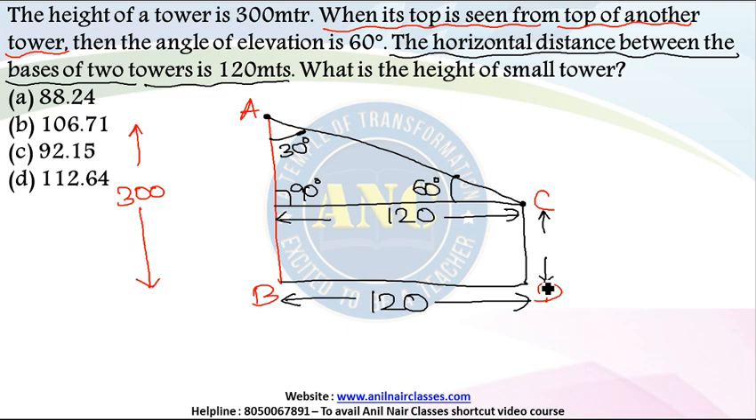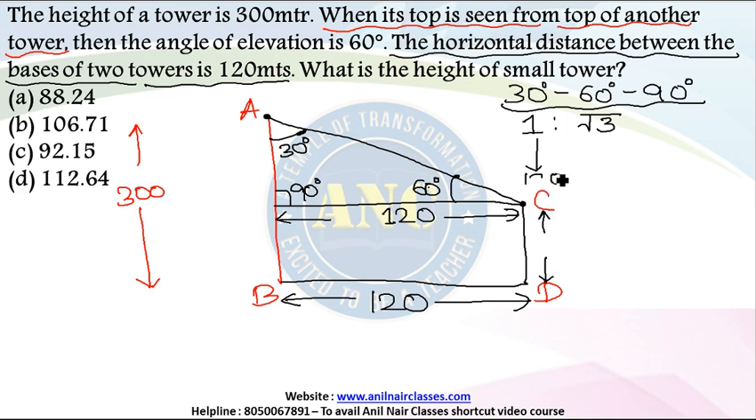Now see here, sir. Very simple. 30, 60, 90 triangle. In 30, 60, 90 triangle, we know that if the side opposite to 30 is 1 unit, then the side opposite to 60 will be √3 units. But the side opposite to 30 is already fixed in the question as 120. Then the side opposite to 60 will be 120 √3. Simple. Opposite to 60. AE value is 120 √3.